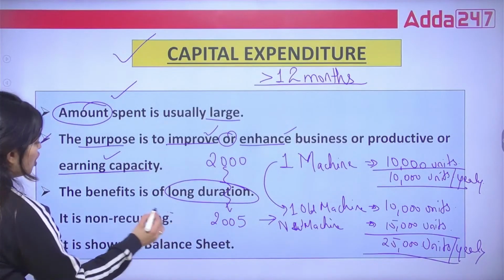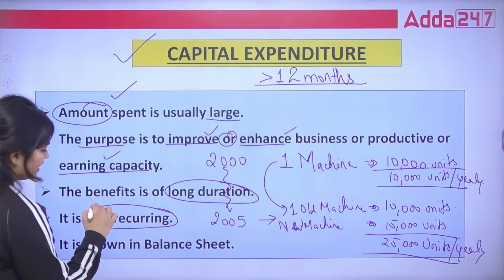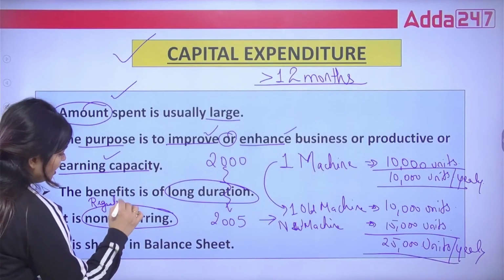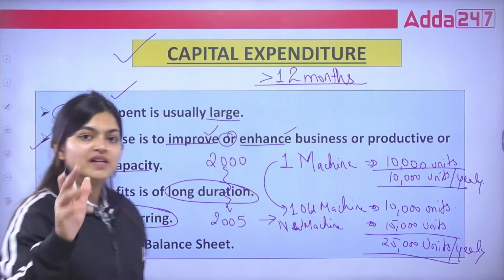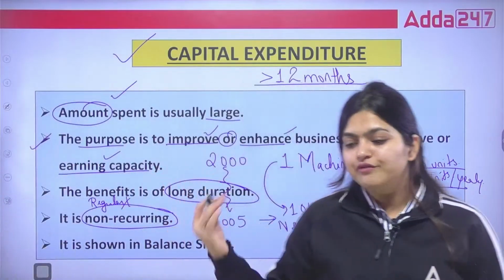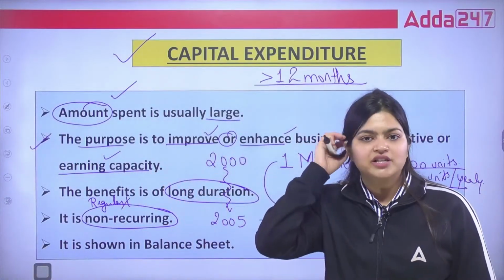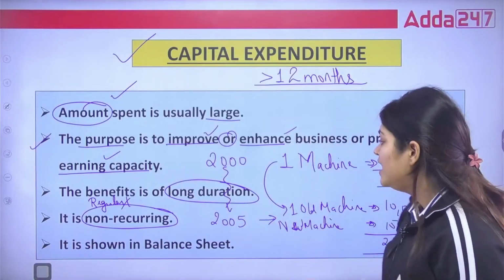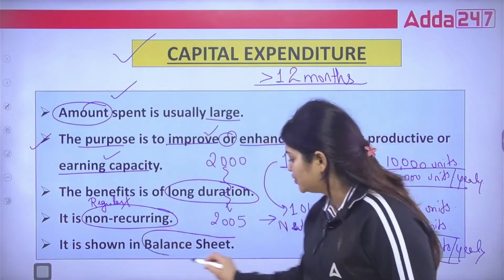And remember, this is non-recurring. Yes, non-recurring means this is not regular. Non-recurring means once in a lifetime, twice in a lifetime. Every day, every time we are not purchasing land and machinery. Correct? Then, this is shown in your balance sheet. This is very important.